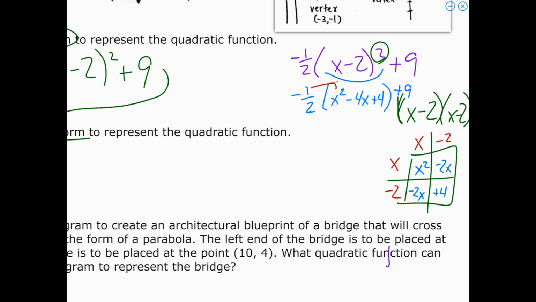So to do that, I'm going to multiply everything inside by that negative 1/2. So there's a 1 right there, right? So negative 1/2 times 1x squared is going to give me a negative 1/2 x squared. Negative 1/2 times negative 4x is a positive 2x. And then negative 1/2 times a positive 4 is negative 2. Then I still have the plus 9.